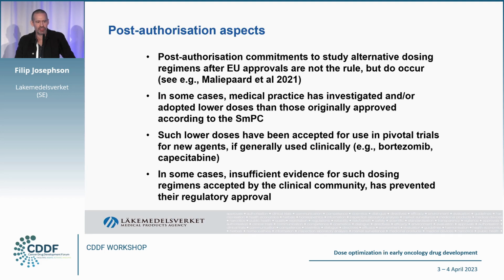In some cases, insufficient evidence for such dosing regimens accepted by the clinical community have prevented their regulatory approval. And I think underlying this lies a very important question. If a drug is approved with a certain dosing regimen and there's concern that this is excessive, what kind of evidence should we require in order to say that, say, a lower dose has an equally good benefit-risk and can substitute for the higher dose?